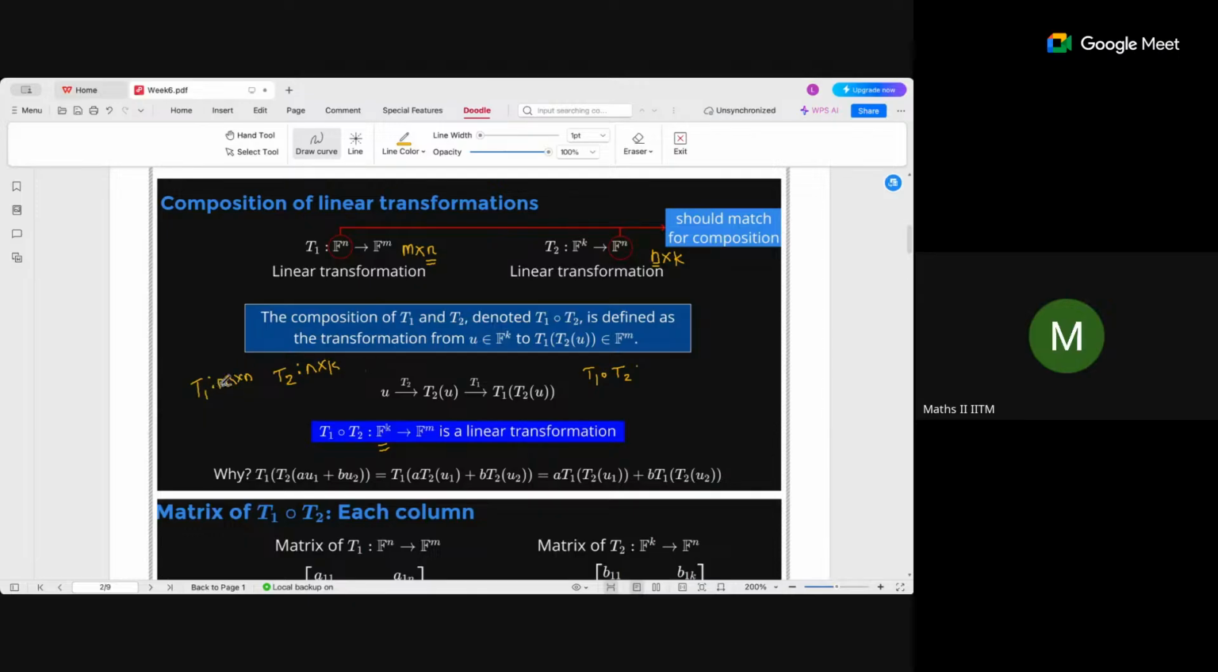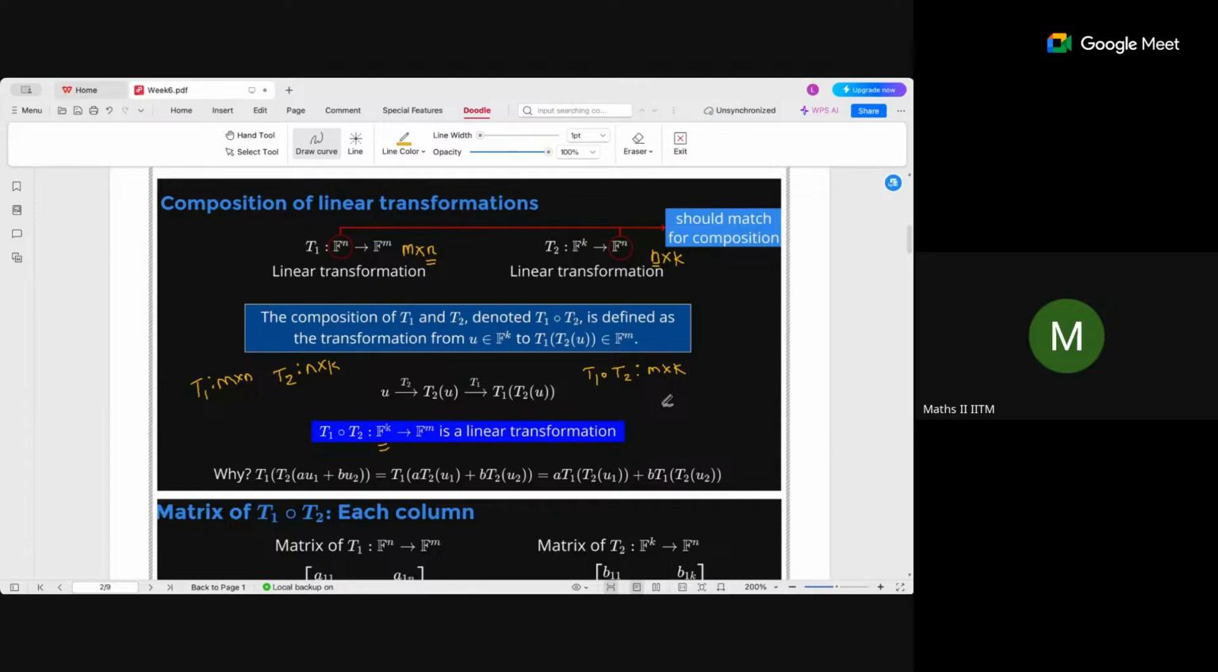If you multiply two matrices of size m by n and n by k, what is the resulting size of the matrix? M into K. Yes. And you see that that is the order of T1 composition T2, right? Here K and here M, right? So this is the first relation you can see between composition and the matrix multiplication, the order. Okay, this is the first observation.